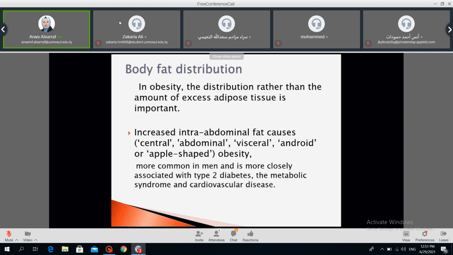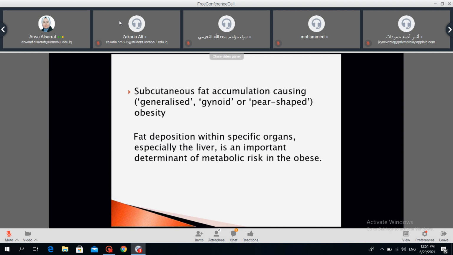The other form of obesity is called subcutaneous fat accumulation, and it is called generalized or gynoid because it is related more to females, or pear-shaped obesity. فهاي الأوبستي تكون mainly بالأطراف أو بالبوتكس، لكن البطن والكرش يكون قليل بالحالة, and it is less risky to develop the complications of obesity. هذه especially seen in female before menopause.